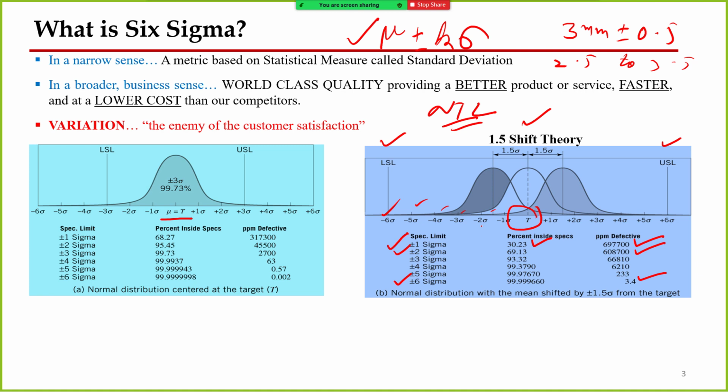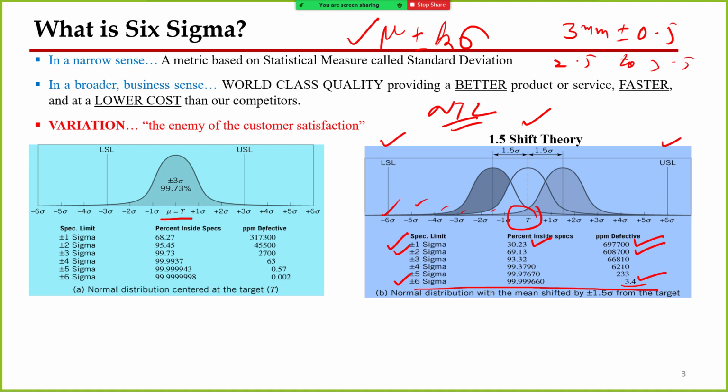Remember that this 3.4 is basically the Motorola company's standard. They are saying that if your company is working at six sigma level, then out of 1 million your process is producing only 3.4 defects.